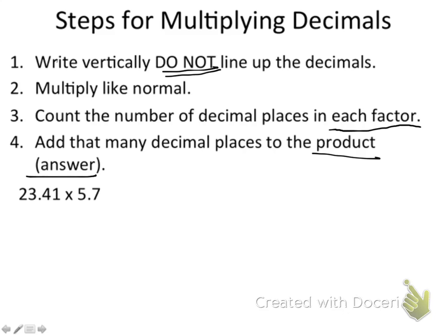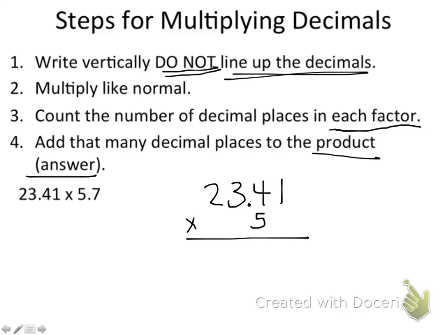Alright, let's start with step 1. Write vertically, and do not line up the decimals. So, my problem is 23 and 41 hundredths times 5 and 7 tenths. I'm going to write them vertically, but not line up the decimals. So I have 23 and 41 hundredths, make my decimal more obvious, there we go, times 5 and 7 tenths. Notice that my decimals are not lined up. Alright, step 1 is done.